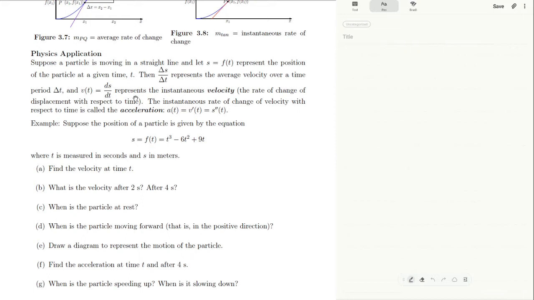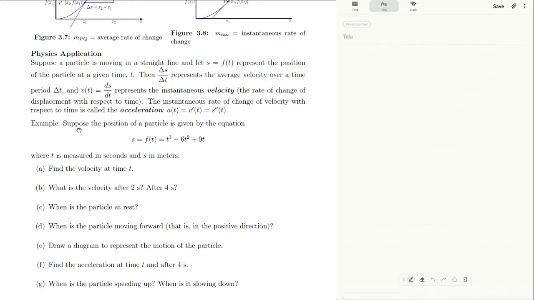So we're given that the derivative of the position function gives us velocity. And the instantaneous rate of change of the velocity function with respect to time is called the acceleration. And so the acceleration, a of t, is the derivative of the velocity function. And it's also the second derivative of the position function, or sometimes called the displacement function.